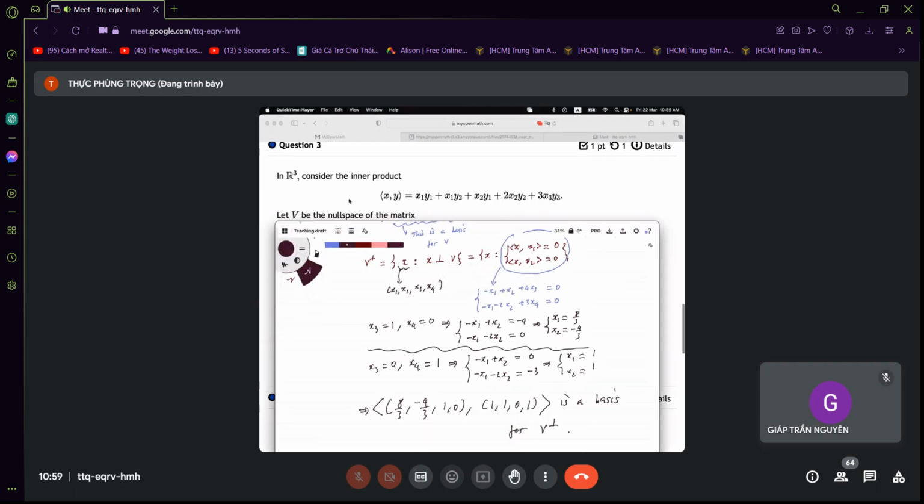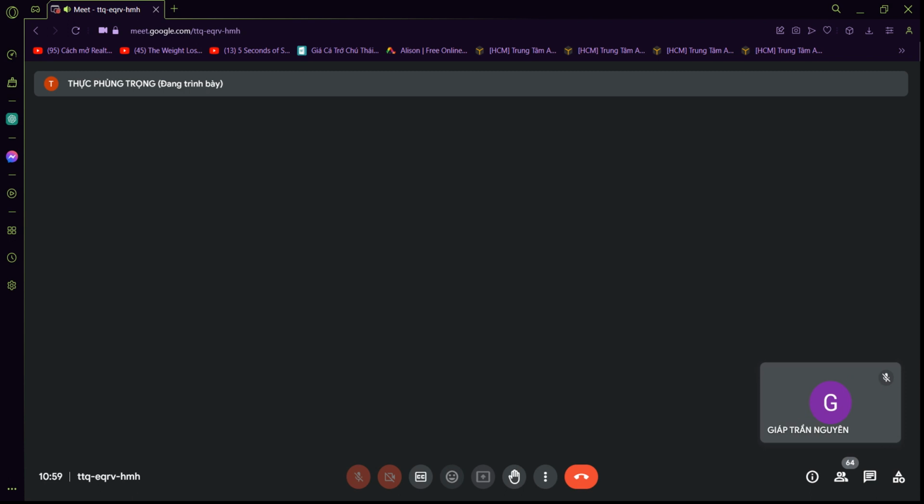So right here we find m so that the distance from this vector u, which is m, 1, negative 1, to V is equal to root of 7 over 4. How to find the distance from a vector to a subspace? How to find that?